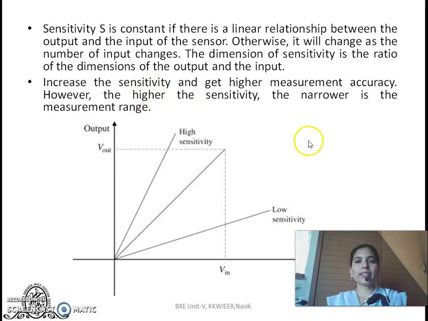However, higher the sensitivity, narrower is the change in the input measurement range. So higher the sensitivity, we will be covering smaller input ranges for the same change in the output. This limits the input range for sensing.